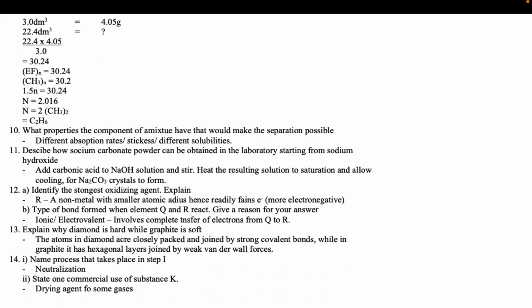Explain why diamond is hard while graphite is soft. The atoms in diamond are closely packed and joined by strong covalent bonds, while graphite has hexagonal layers joined by weak van der Waals forces.